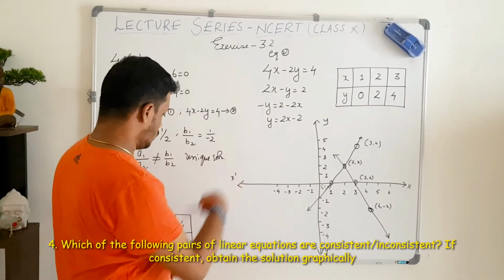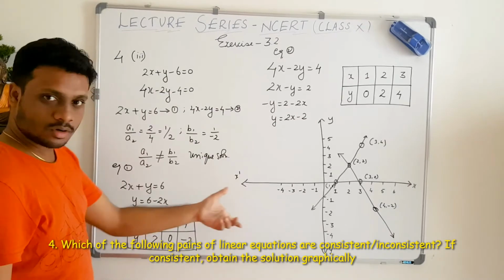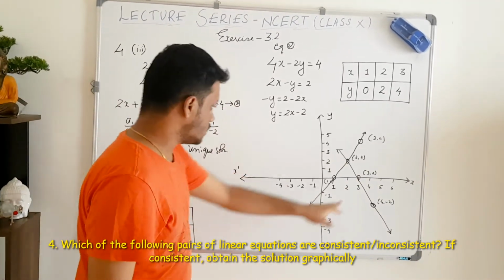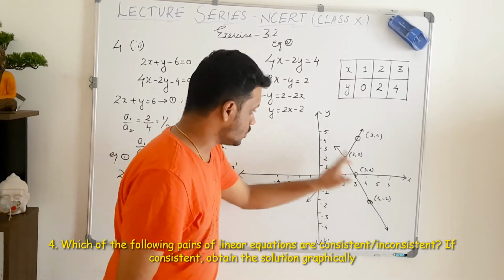So now I have got both the points. I am trying to plot this on a graph. First I get (2, 2), which is here, then the (3, 0) point is here, then (4, minus 2) is here. I am connecting this.